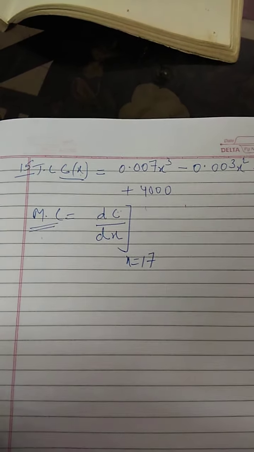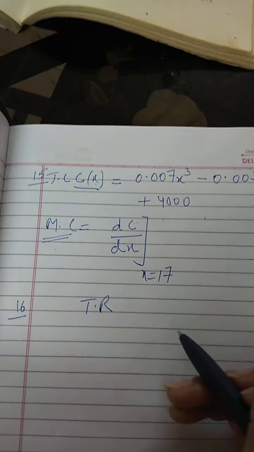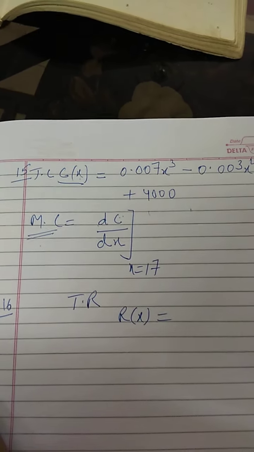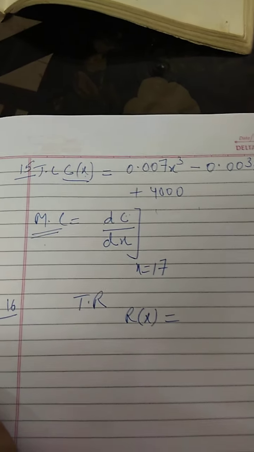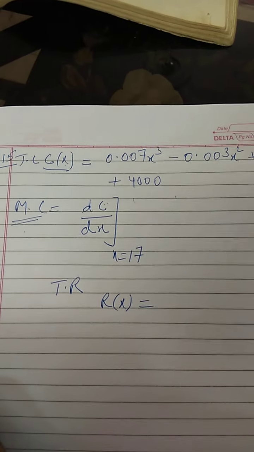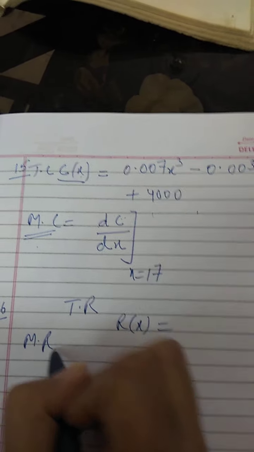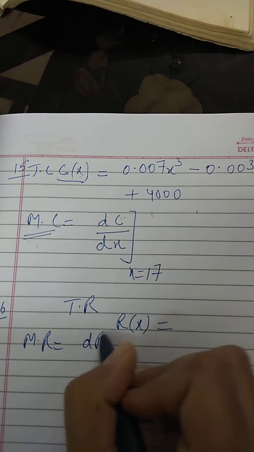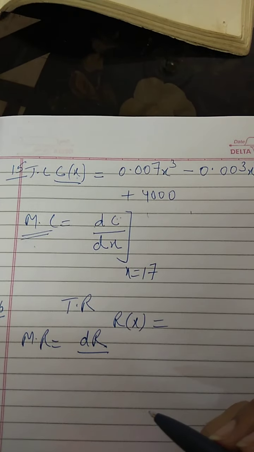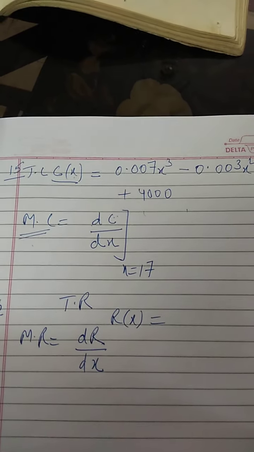And now total revenue, sum number 16 also let me explain. Total revenue is given in terms of R of x, the total revenue in rupees received from the sale of x units of a product, right? Total revenue is given, you have to find the marginal revenue. So marginal revenue will be the rate of change of total revenue with respect to the units sold, right? So it will be dr by dx.